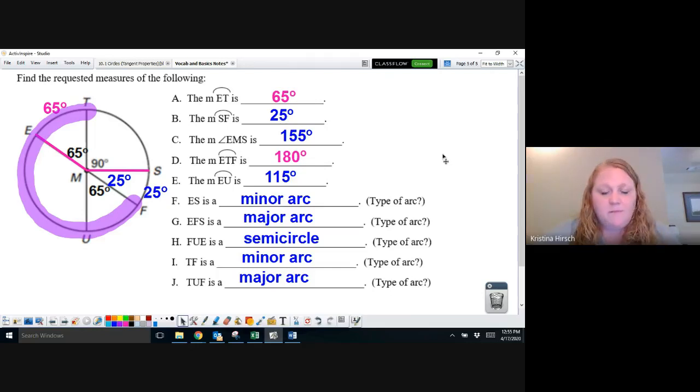That's how you find the different measures, and hopefully this is making sense. All right, so that is some notes for pages 17 through 19. So now you'll complete your notes, complete the practice on page 19, and then you'll submit that to the assignment.